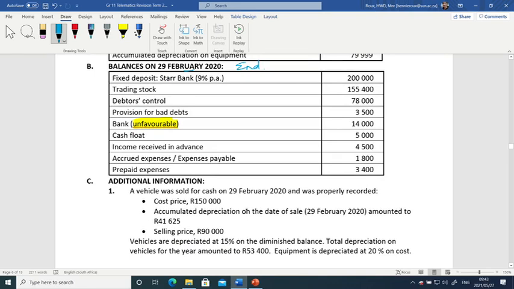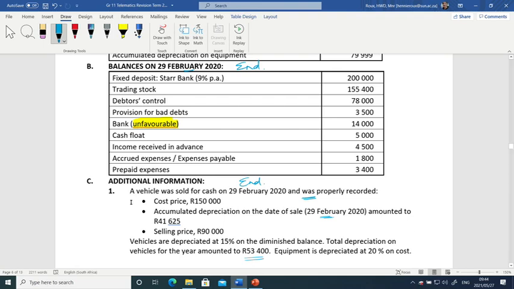A vehicle was sold for cash on the 29th of February. You read last day, end of the year, and was properly recorded. Cost price was 150,000. Accumulated depreciation up to the date of sale was given. Selling price is given. Vehicles to be depreciated at 15% per annum on the diminishing balance. And then the total depreciation on the vehicles for the year, they gave you the amount. You don't even have to calculate that. And equipment depreciated at 20% on cost.